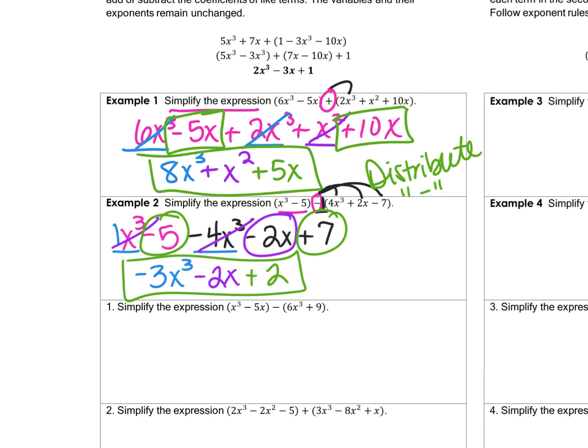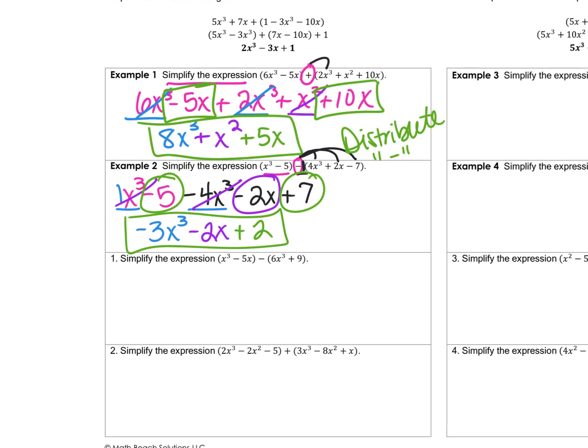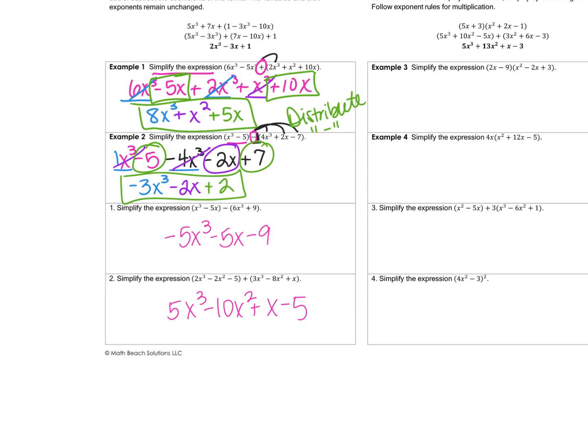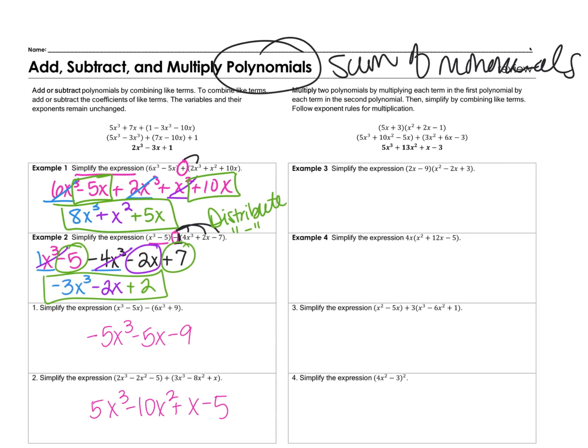Okay, so now I want you to pause the video and work on number 1 and number 2. And when you're finished, then you can press play again and check your answer. So I'm going to go ahead and write the answers. On 1, you would get negative 5x cubed minus 5x minus 9. And then the answer to number 2 would be 5x cubed minus 10x squared plus x minus 5. Okay, so now we're going to go over to the multiplication.